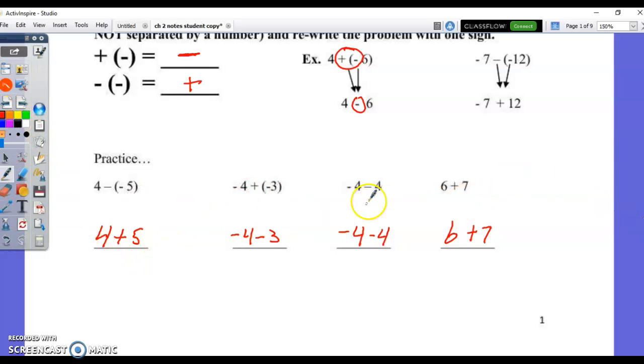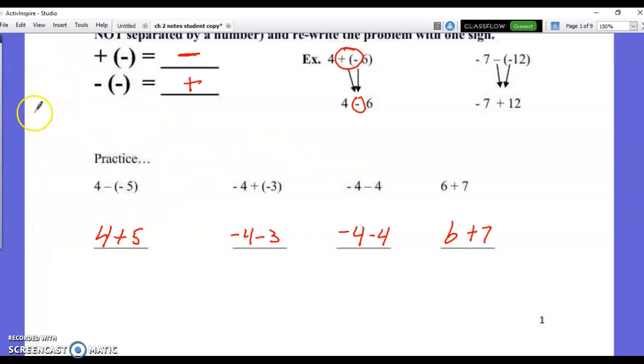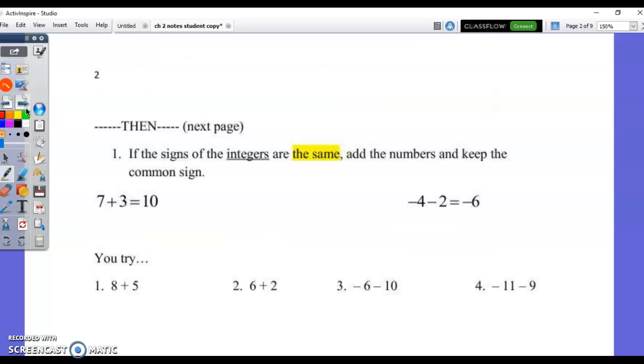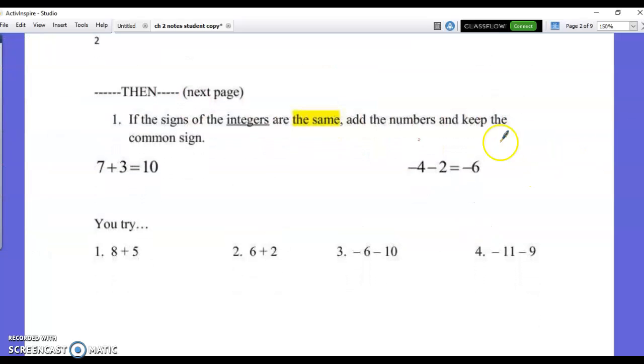Okay, once we get efficient at merging the signs and simplifying problems that way, then we can talk about the rules for adding and subtracting integers. All right, so here's the first rule. If the signs of the integers are the same, meaning they're either both positive or both negative, you add the numbers and keep the common sign. So 7, this is a positive 7, and every time there's no indication of whether it's positive or negative, we assume it's positive. 7 and a 3, it's 10, so our answer is 10. -4, -2, you can see that they're both negative, so 4 plus 2 is 6, but we keep the sign, so the answer is -6.